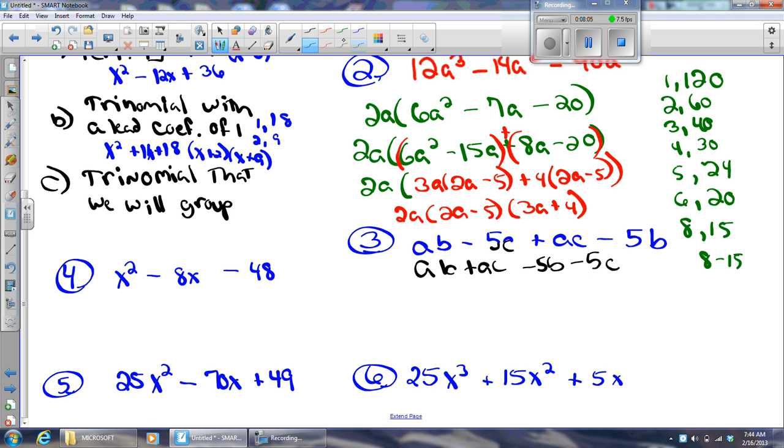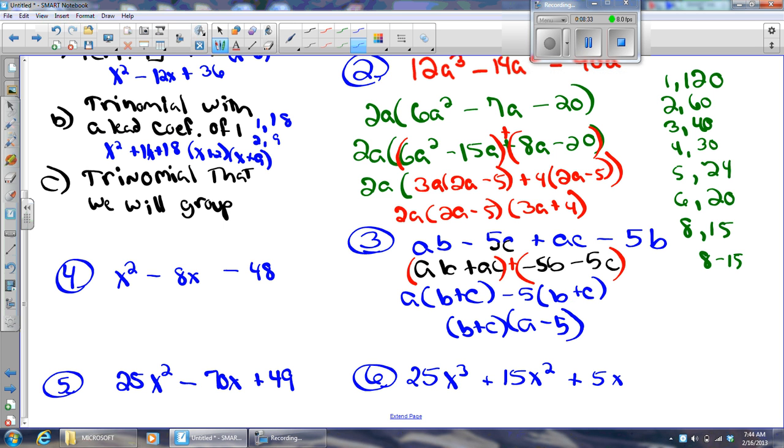Okay, I'm going to go ahead and group now, like this. And pull out a GCF A, get a B plus C. I'm going to pull out a negative 5, and I'll get a B plus C. And then I'll GCF one more time: B plus C times A minus 5. And there you go. That's it.